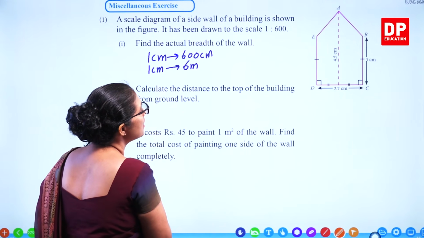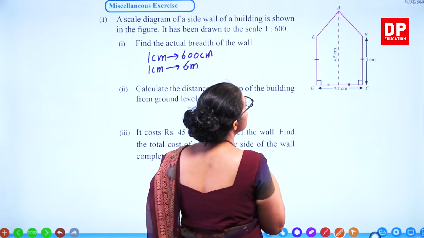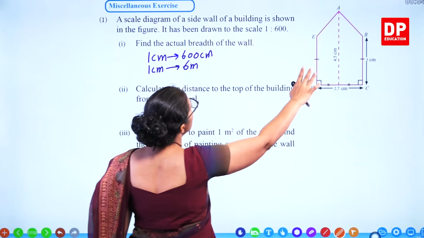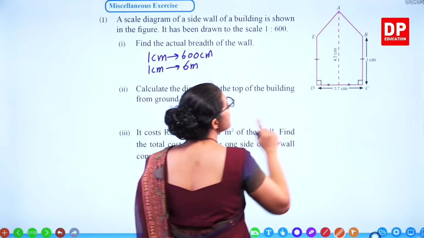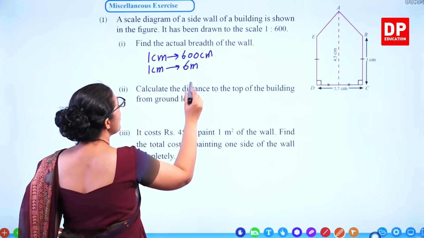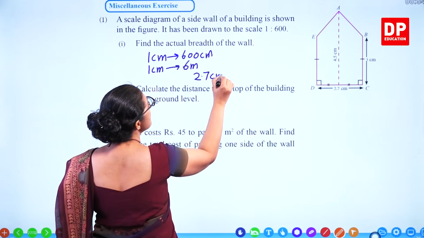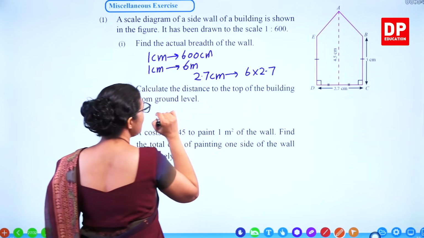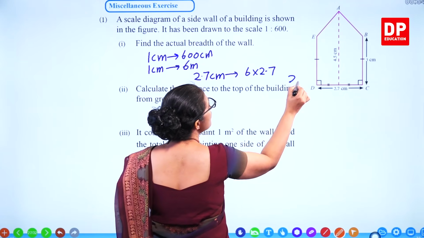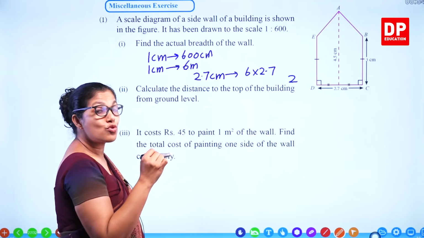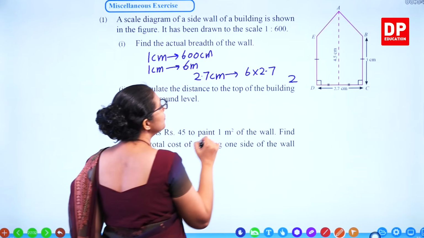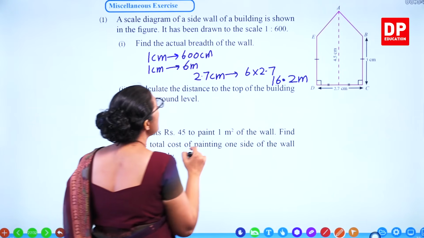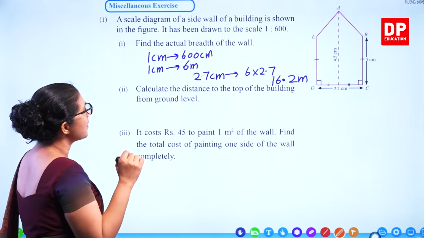You get this one. So this is the height. This is a scale diagram side wall. So breadth means 2.7 centimeters. So 2.7 centimeters means 6 into 2.7. 6 times 7, 42, 4 remaining. 6 times 2, 12, 12 plus 4, 16. So 16.2 meters is the breadth, actual breadth.